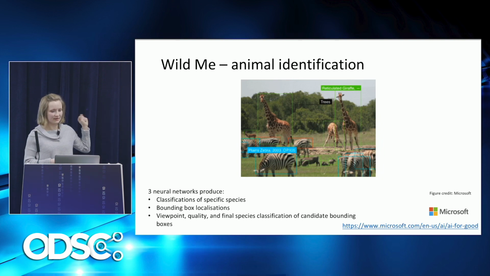So they have a cascade of 3 neural nets. They classify the predefined sets of species, they find the bounding box, and then they validate this bounding box, they assign the classification to the bounding box, and also provide the viewpoint of this photo and its quality.